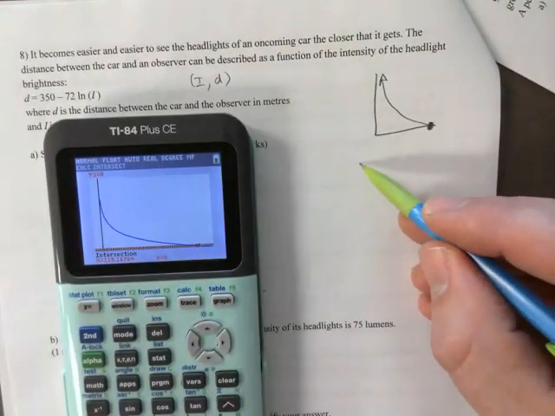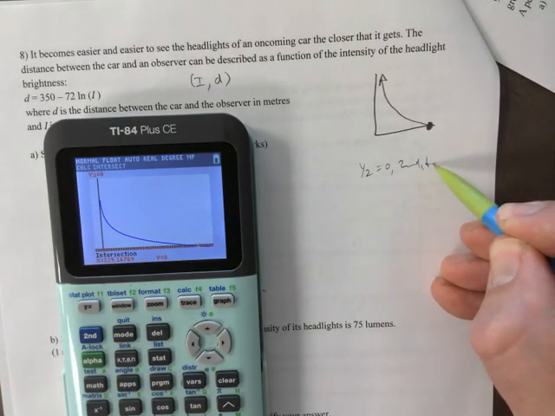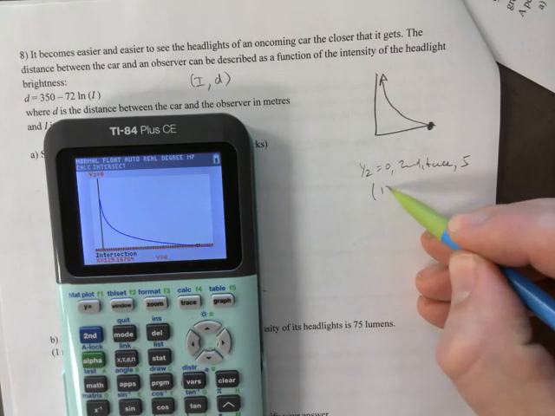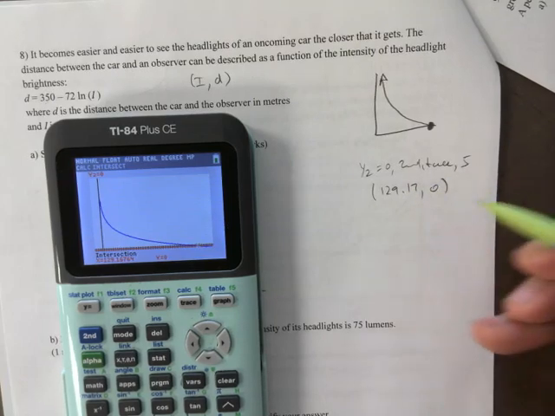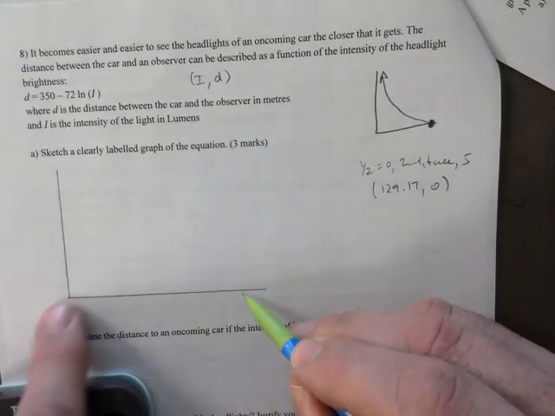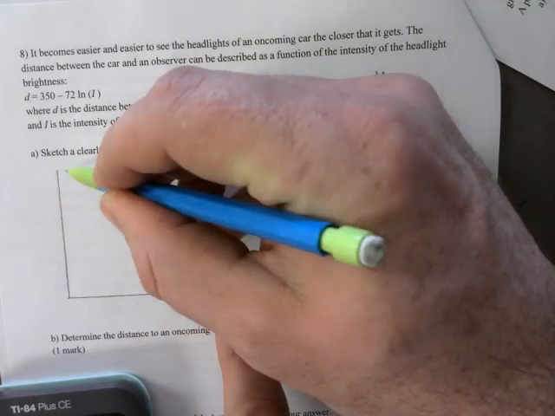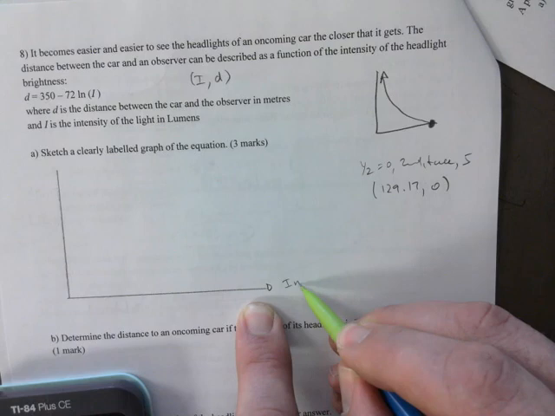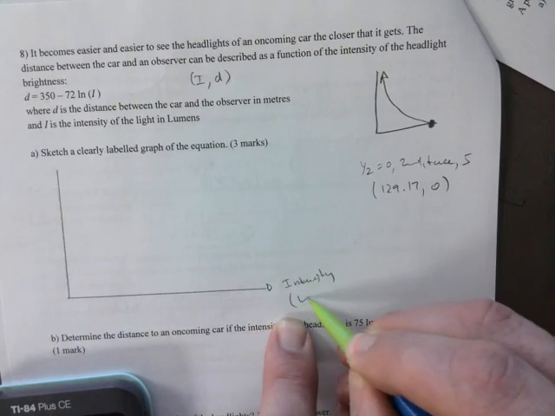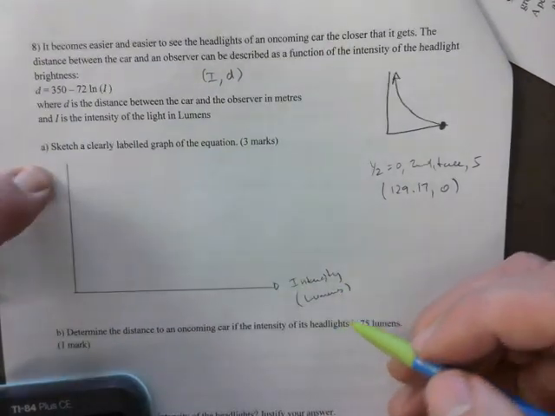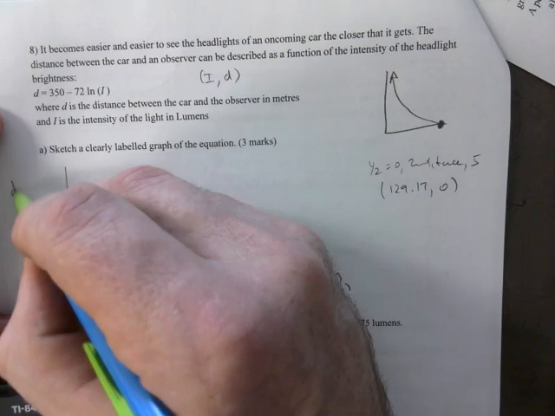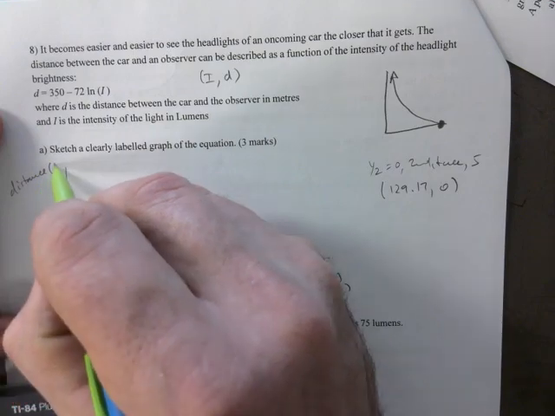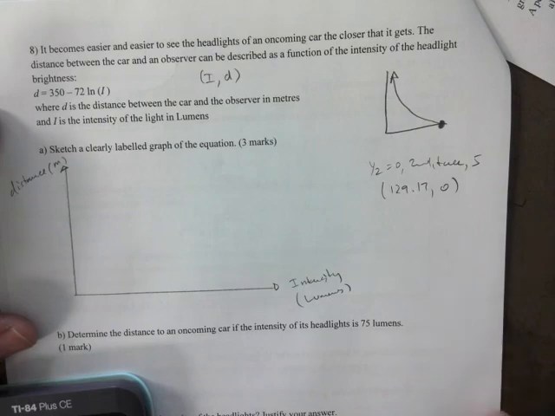So y2, 0, second trace. And if you have the work done here, you don't have to do it again later on. Okay, 129.170 is as far as I can get here. And then it's going to go towards my y-axis. So this will be intensity in lumens. And this would be the distance between the car and observer. Distance, and that would be in meters. There we go. So you've got your x and y labeled.